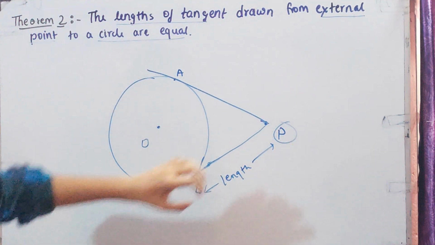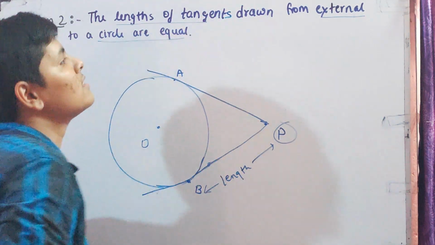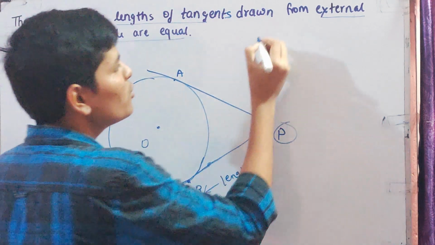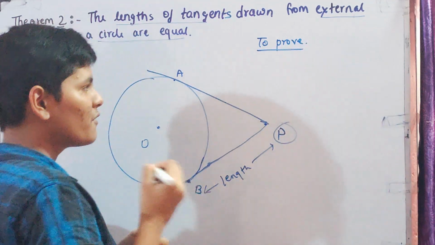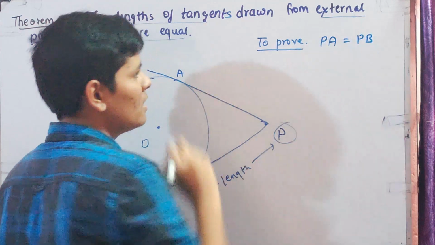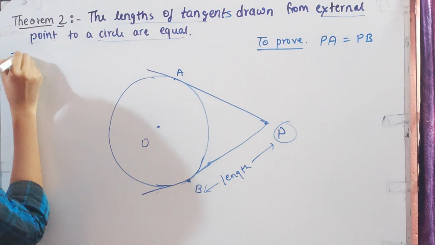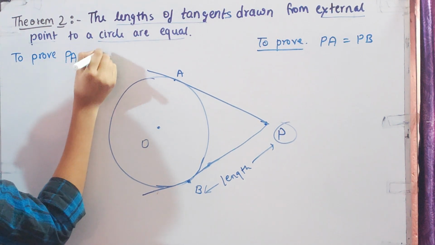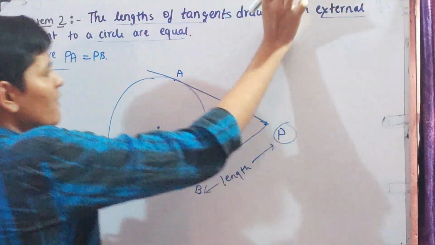So, the length of the tangents drawn from an external point to a circle are equal. So, we have to prove PA is equals to PB. How are we going to prove that? So let me write that over here actually. To prove PA is equals to PB. This is what we have to prove over here. So how are we going to prove it?